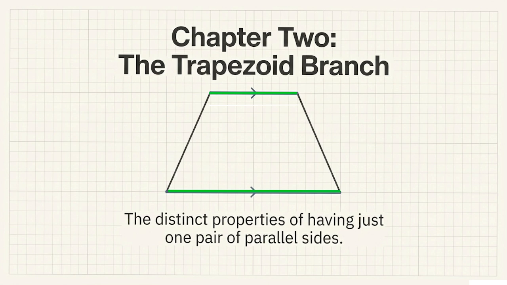And that phrase, exactly one, is super important. Because think about it. If it had two pairs of parallel sides, what would it be? Yep, it'd be a parallelogram. It belonged to the other family.